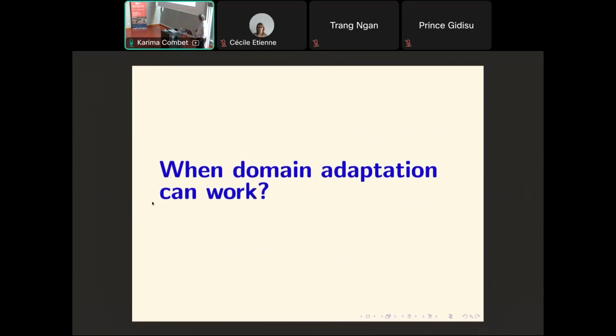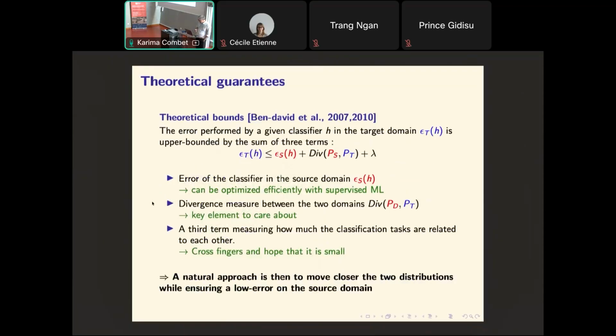Okay. So when does it work? There is a classic framework that has been proposed by Ben-David et al. in 2007, saying that the target error can be bounded by the source error plus a divergence between the two distributions plus a capacity term. This result is not difficult to show. And the idea is that the source error is exactly what you optimize with supervised machine learning. And divergence is the thing that you have to care about to try to move the two distributions closer.